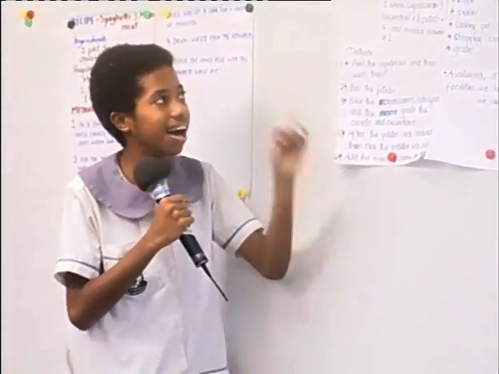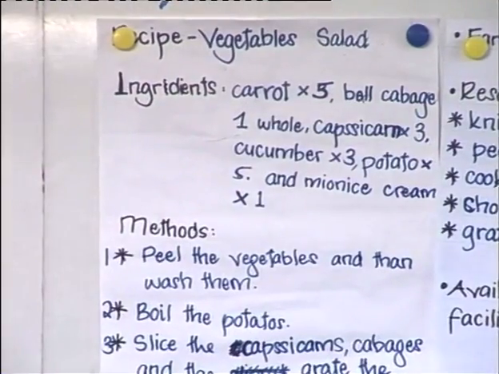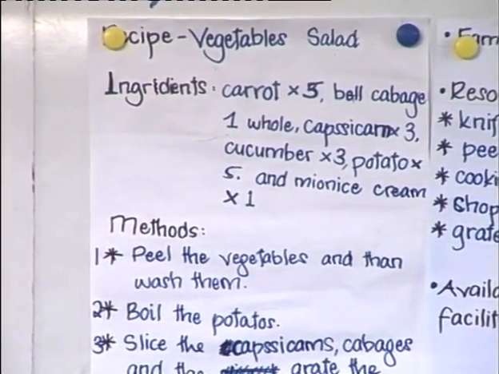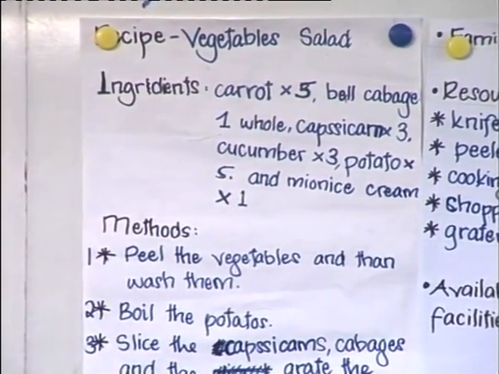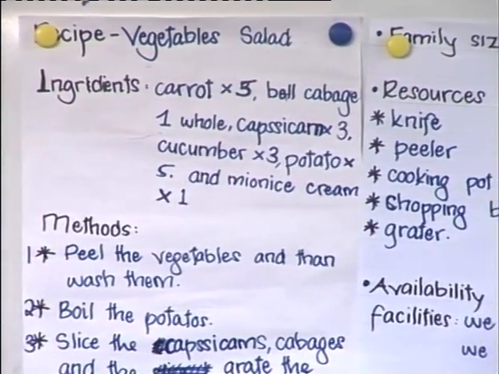Yes, Anna. Ingredients are carrot, a ball of cabbage, one whole capsicum, three potatoes, and one mayonnaise. We are supposed to use mayonnaise cream. Listening.